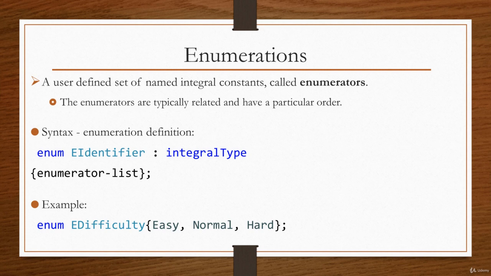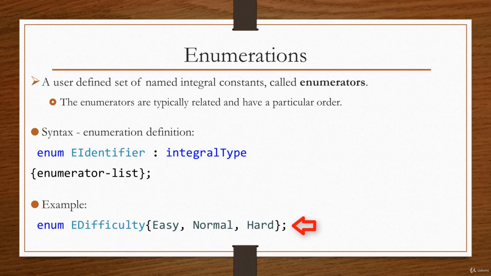One thing that's important to understand is that the enumerator list is a set of named integral constants. In the example below we have enum E difficulty. I started off with the E just to make sure that we understand that this is an enumeration. This is an Unreal Engine convention. I'm just going to use it here because it's easy. Now in this E difficulty enumeration, I have 3 items in the list. I have easy, normal and hard.